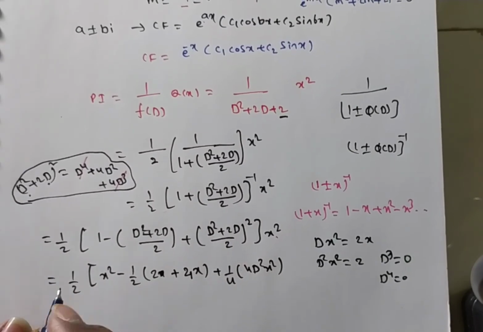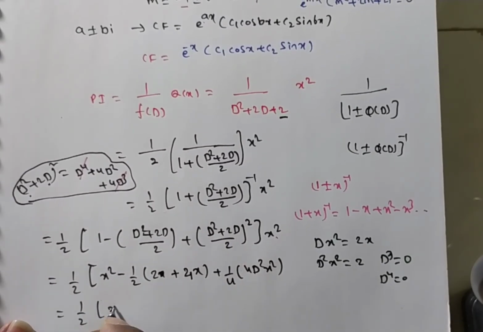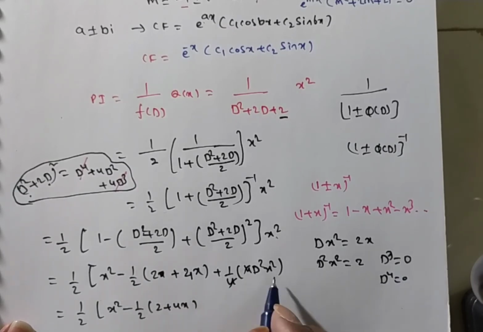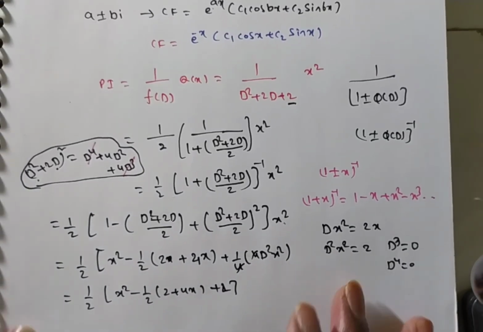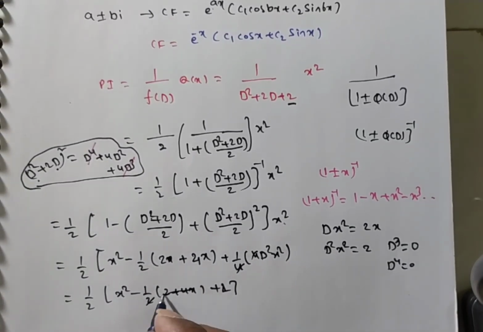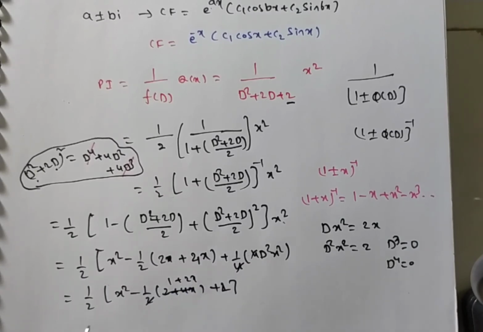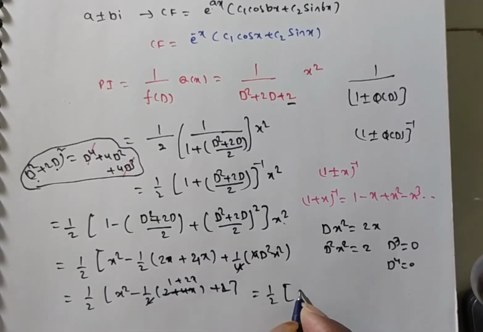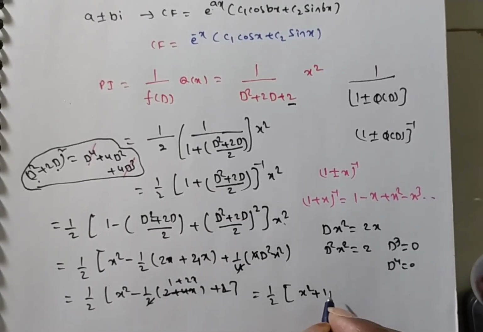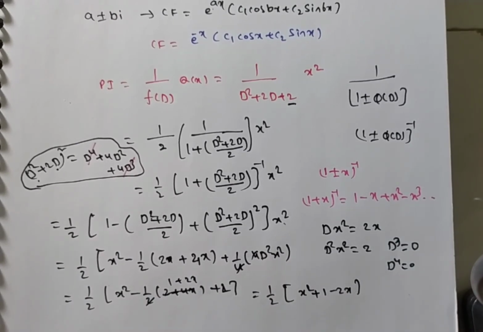Now you simplify this. Again you see, 1 by 2 x square minus 1 by 2 times of 2 plus 4x. Now this 4 and 4 get cancelled. D square x square is equal to 2. So plus 2. That's it. This is the particular integral. You can simplify. From this you see, you can have 1 plus 2x. Now I can write this as 1 by 2 x square. This is minus 1 plus 2. Minus 1 plus 2 means plus 1 minus 2x. That's it. So this is the particular integral.